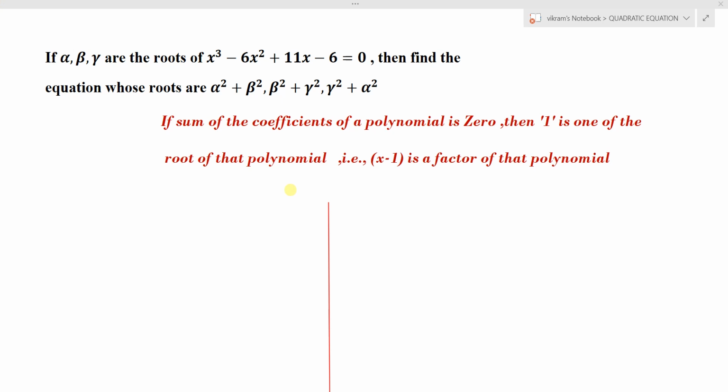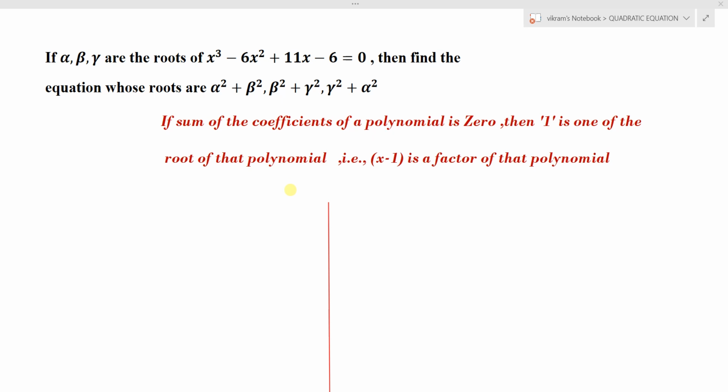Hi students, we are learning about the theory of equations. In previous lectures, we have seen how to perform the division of a given polynomial if the divisor is a linear expression like x minus a or ax plus b, or a quadratic expression in the form of x square minus bx minus q. Now in this lecture, let us try to solve a few problems.